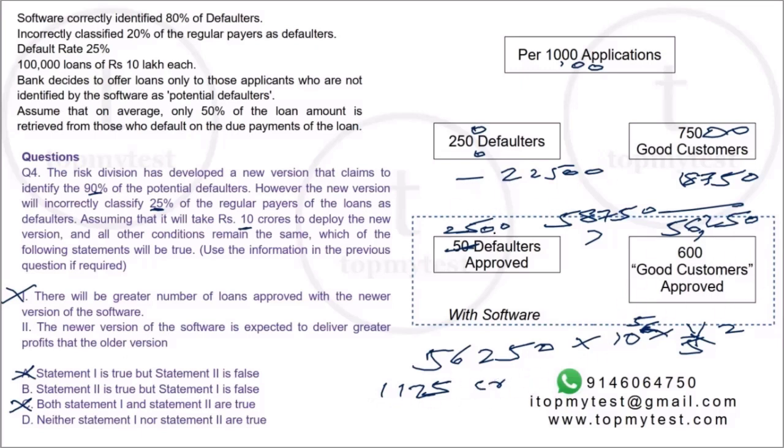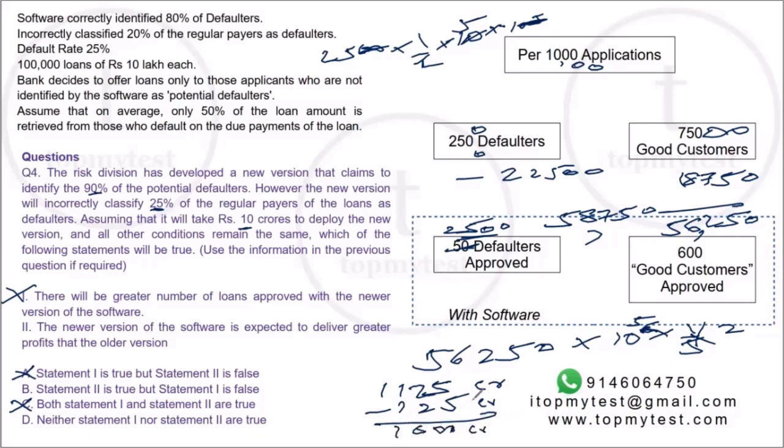Now, for the people who are going to default, 2,500 people are going to default. What is going to be the loss? 2,500 into half of 10 lakh rupees. 10 into 10 to the power 5. So these many crores. That's 5 into 25, 125 crores is going to be a loss. So you're going to make 1,000 crores of profit. From this, you have to subtract 10 crores for deployment of the software. So that's 990 crores.